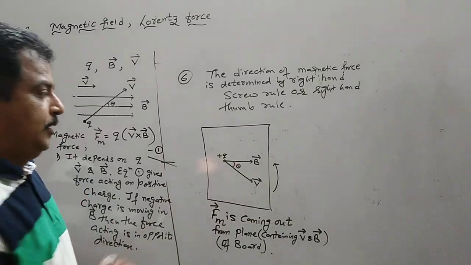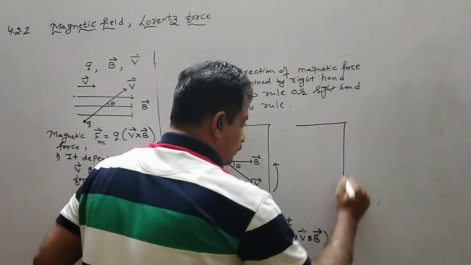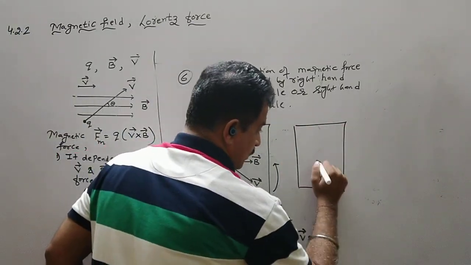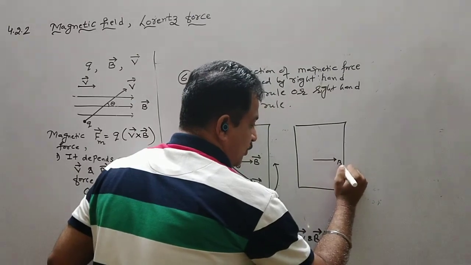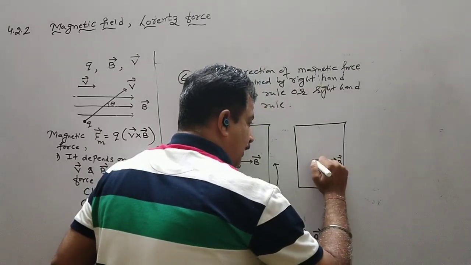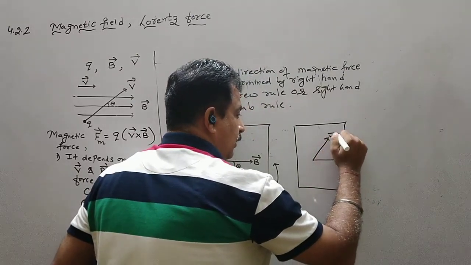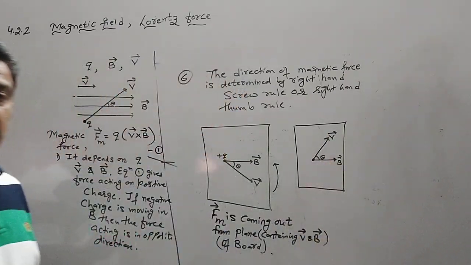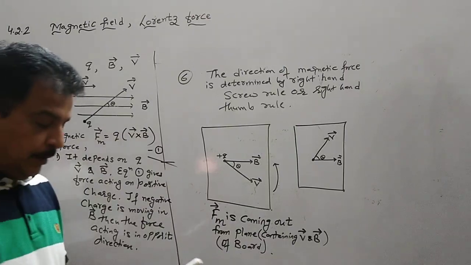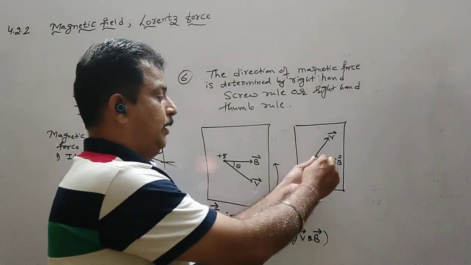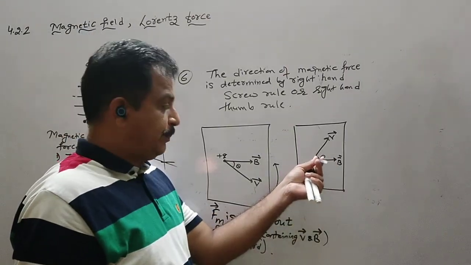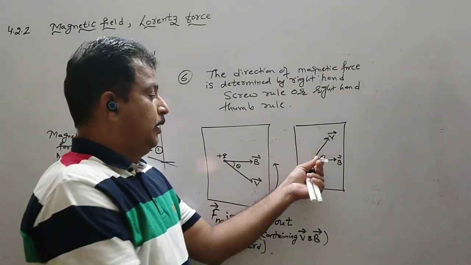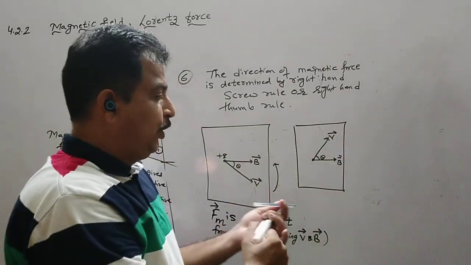Now suppose the magnetic field is in the same direction and the particle is moving, again making an angle theta, this is your charged particle, again you keep a screw perpendicular to this plane of the board, and rotate it in the direction from V to B.